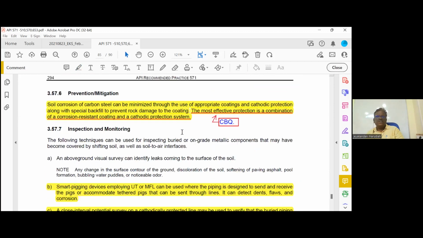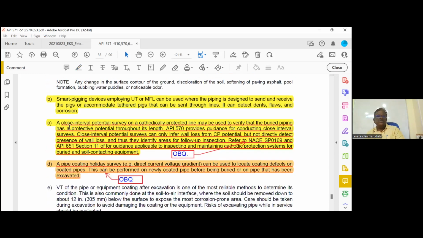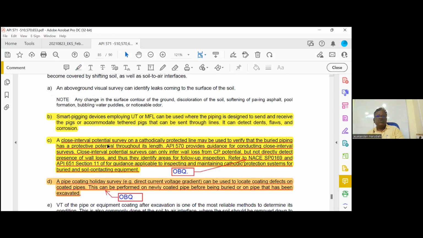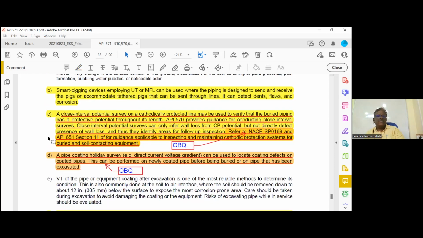Then prevention, this is another important one. The most effective protection is a combination of corrosion resistant coating and cathodic protection. That is the best way to protect from soil corrosion. Then highlight this one. A close interval potential survey on a cathodic protected line may be used to verify the buried piping. Okay. Then which code talks about this last line? Refer to NACE SP0169 and API 651 Section 11 for guidance applicable to inspecting and maintaining the corrosion protection. Then holiday survey.